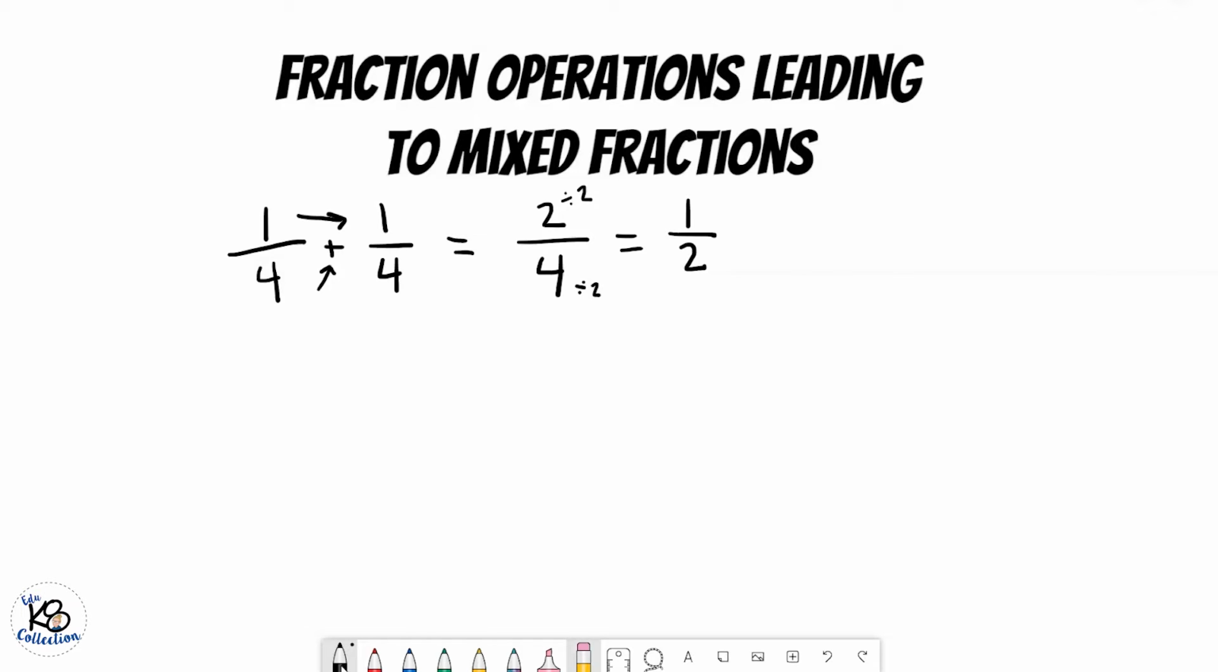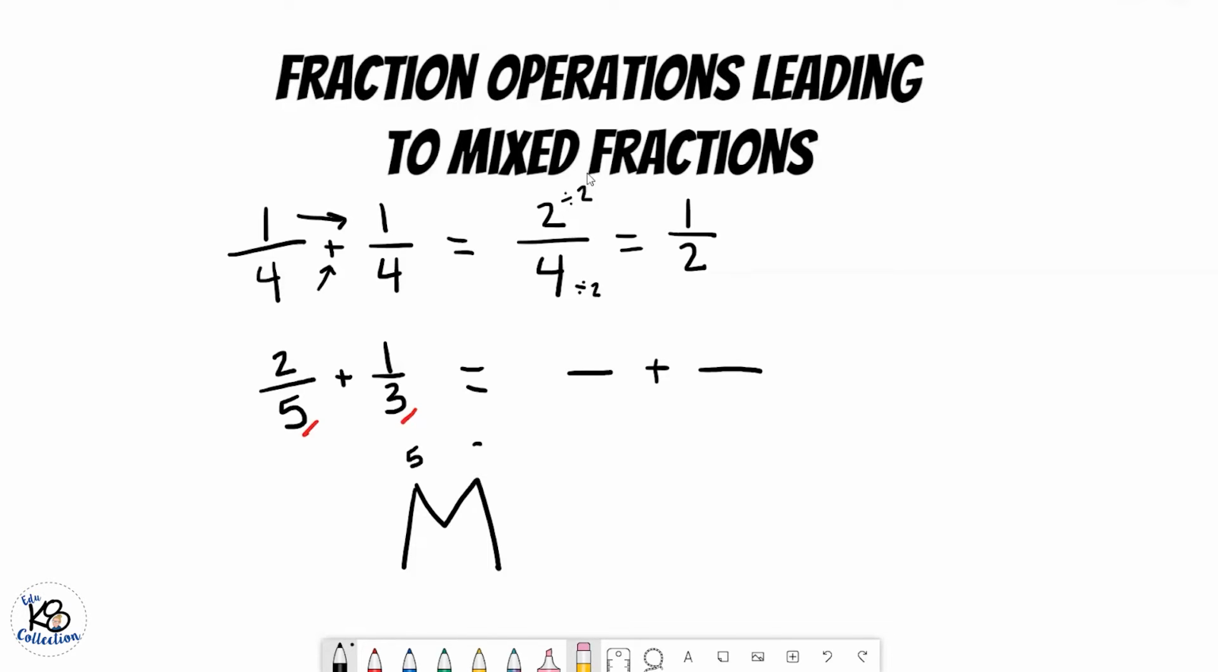Sometimes you may need to add or subtract fractions that do not have the same denominator. For example, if I needed to add 2/5 plus 1/3, notice that they do not have the same denominator. And so I need to basically create two equivalent fractions that have the same denominator. And to do this, I need to find the least common multiple of 5 and 3.